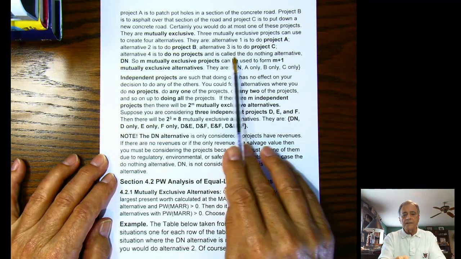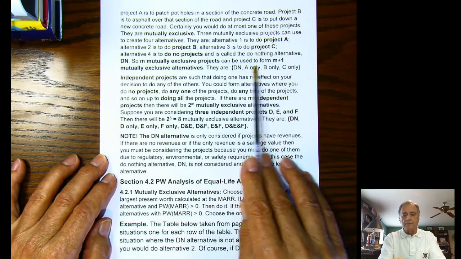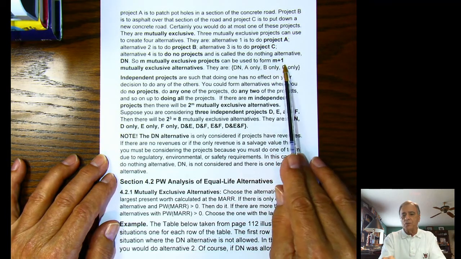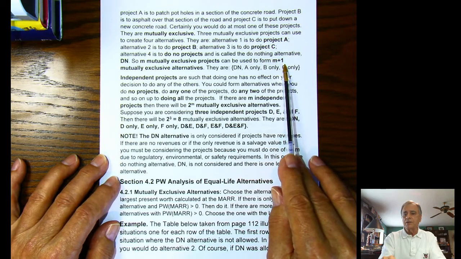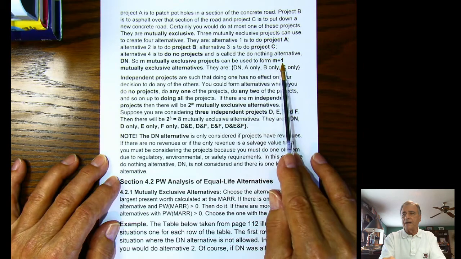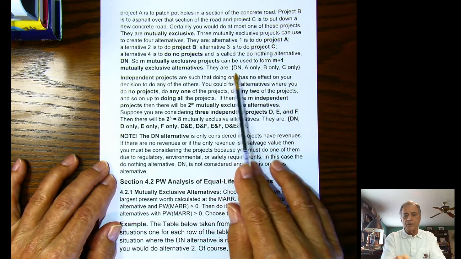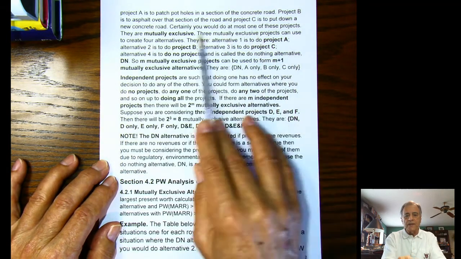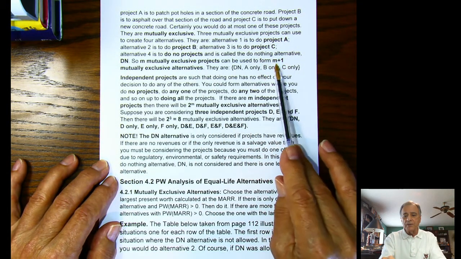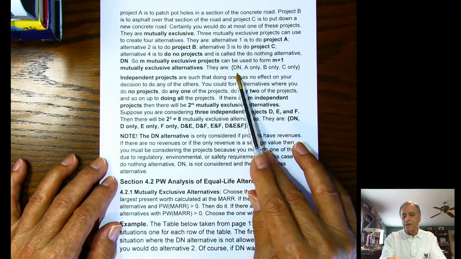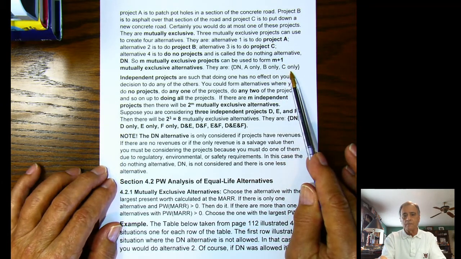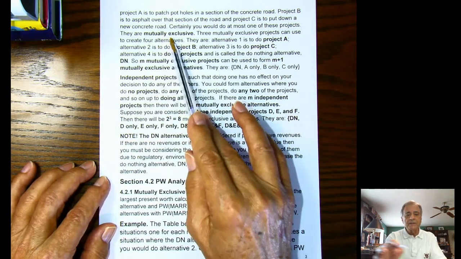In that case, say there are M mutually exclusive projects, there are going to be M plus 1 mutually exclusive alternatives. One alternative for each project, and then finally the do nothing alternative. So for example, when we had projects A, B, and C, we had 3 projects. M is 3, so we're going to have 4 alternatives: do nothing, do A only, do B only, do C only. That's if they're mutually exclusive.